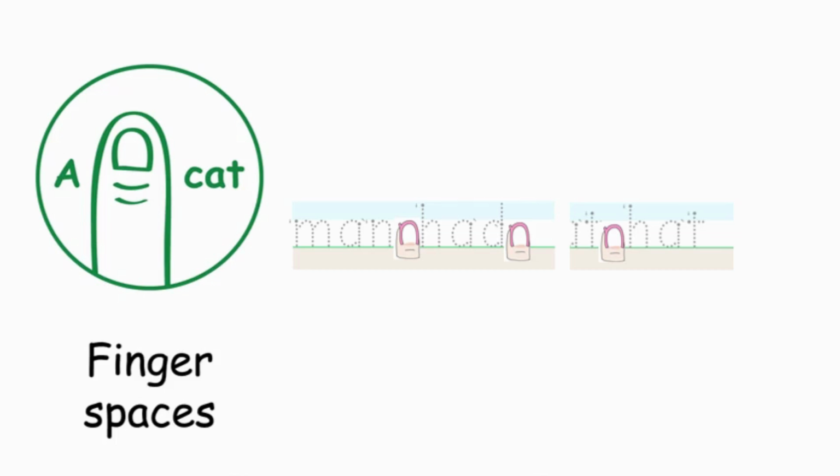So you have to leave a finger space and write cat, C-A-T, cat. Cat is a word. And then you have to leave a finger space and write hat, H-A-T, hat. So we make a sentence: man had cat hat.